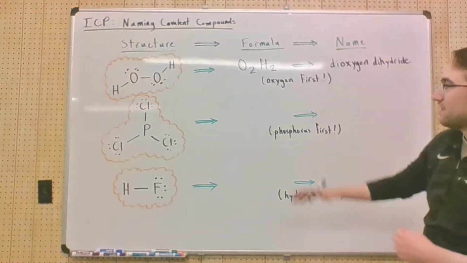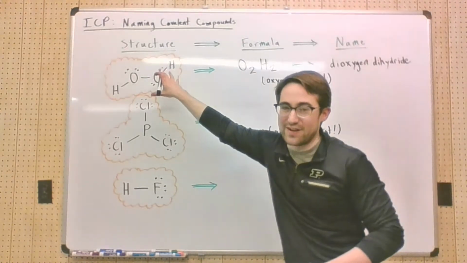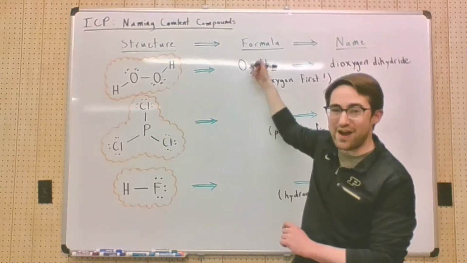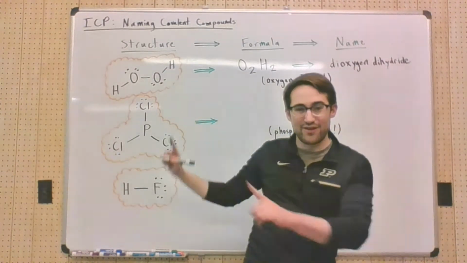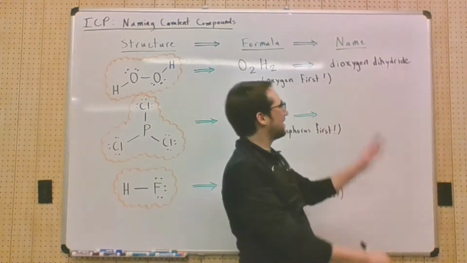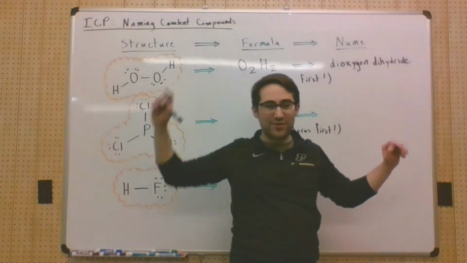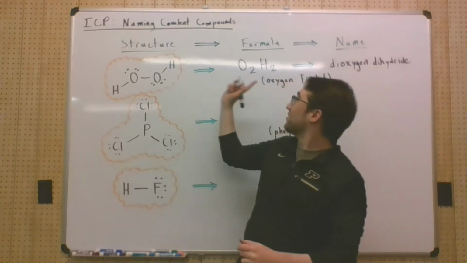Okay, so this structure here, this covalent compound, has the formula O2H2, and the name, how we say that in words, is dioxygen, for the 2 O's, dihydride, for the 2 H's.